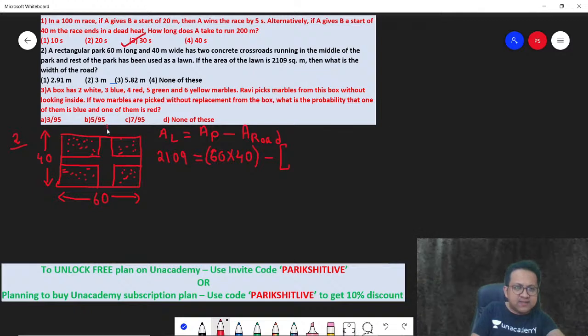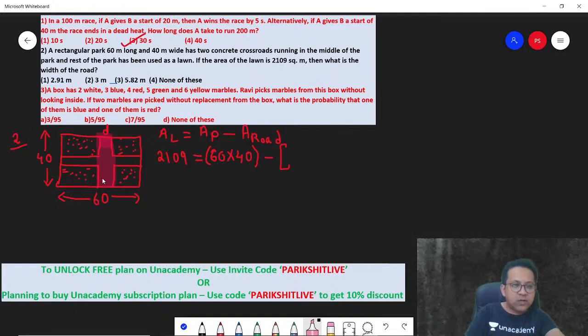Let's call it D, right? What is the area of the road? Can I say area of the road? If you are able to visualize, let's shade it. Can I say initially is this rectangle, right? What is this rectangle? D into 40.